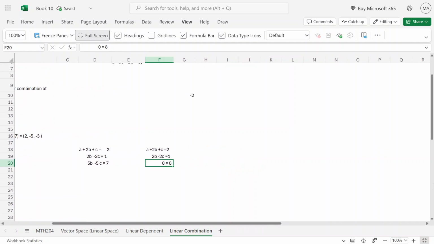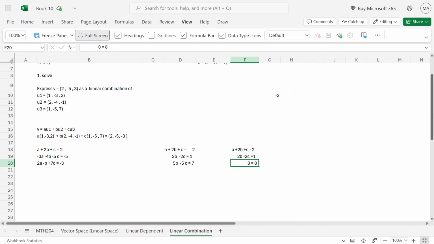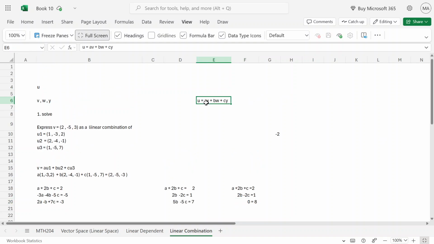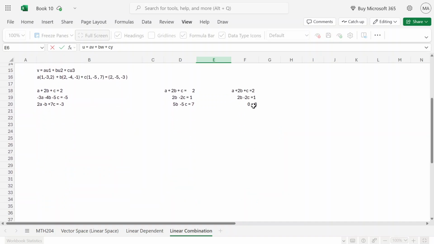And in our equation, what we expect is that we should have a value for a. A must not be equal to 0, b must not be equal to 0, and c must not be equal to 0 for it to be a linear combination. So we must have a value for a, for b, and for c. And now we have 0 equals 8. That means there is no solution. So a is not equal to anything, b is not equal to anything.